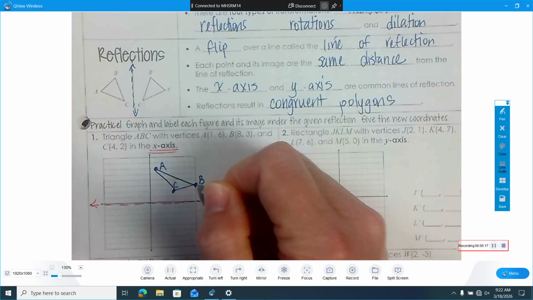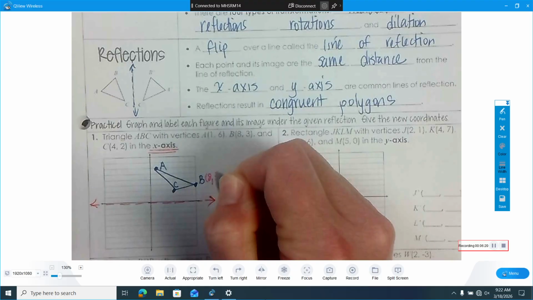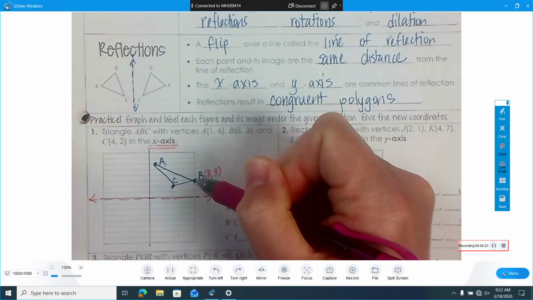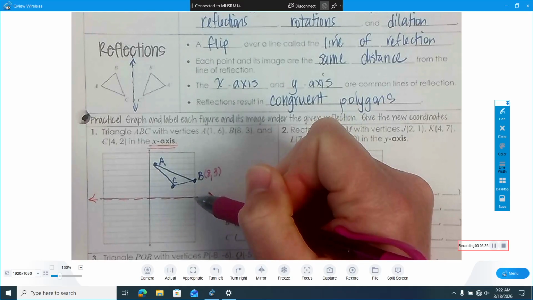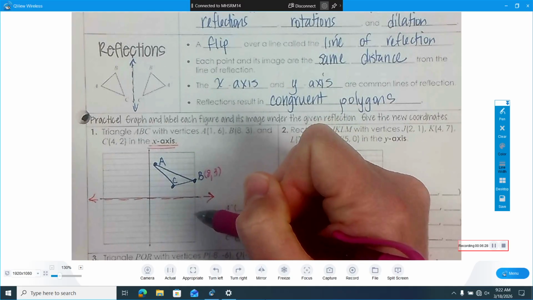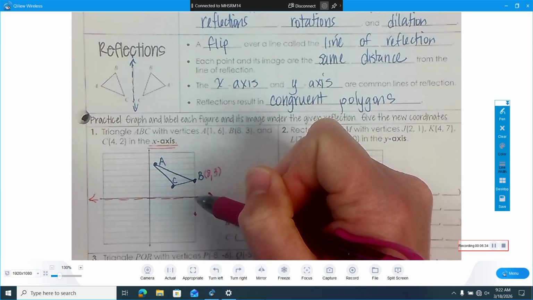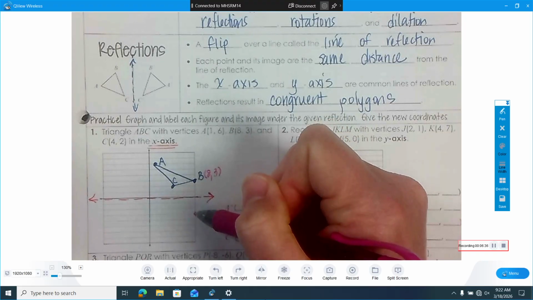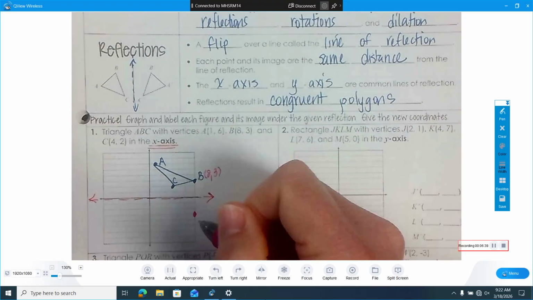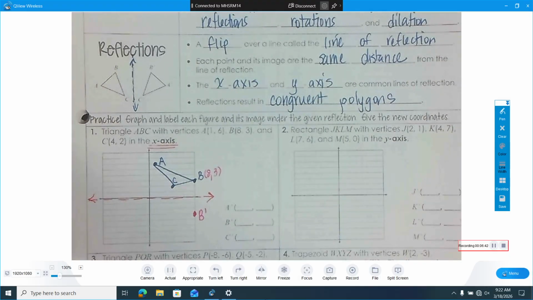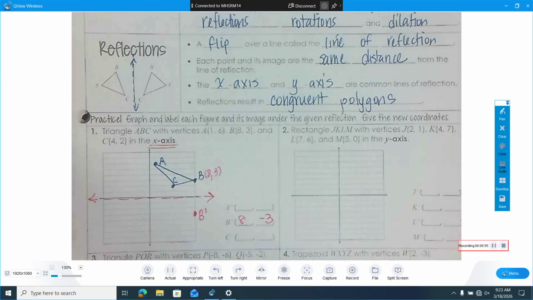So right now, point B is at the point 8, 3. And it has to go from this point to the line of reflection, and then we have to go away the same exact distance. So I go 1, 2, 3 spaces to get to the line, then I also have to go 1, 2, 3 spaces away from the line. This is point B prime. Does that make sense to you? Pretty easy. What is B prime's ordered pair? 8, negative 3. Very good.